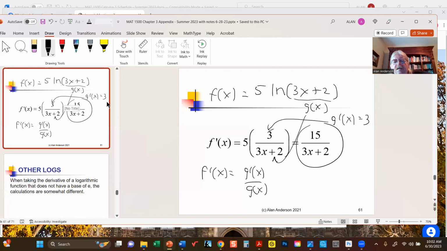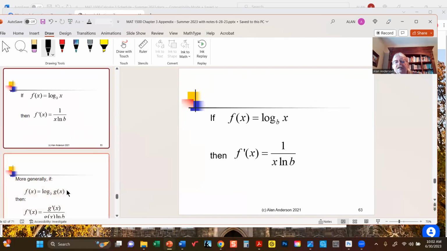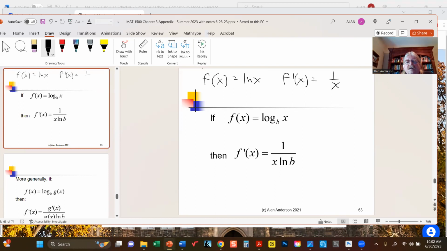All right, now, I did mention before that we might sometimes find ourselves dealing with logs that are not natural logs. What do we do then? Well, the rules are slightly different. So if we have something like this, remember, if f of x is log x, then f prime of x is 1 over x. Now, this is the general rule. This applies for any base b. So instead of 1 over x, we have 1 over x log b.